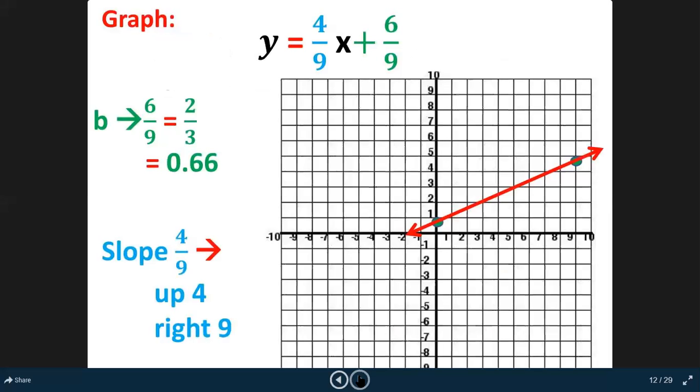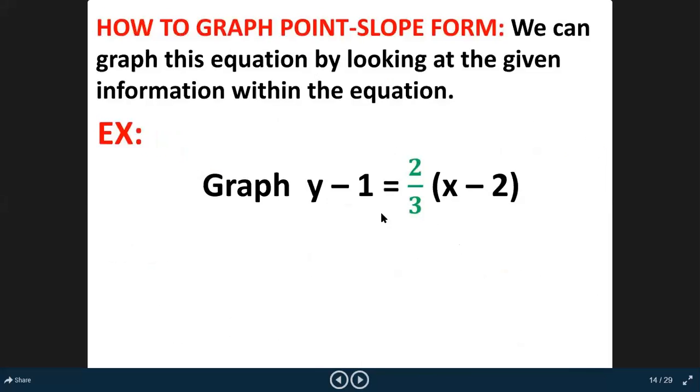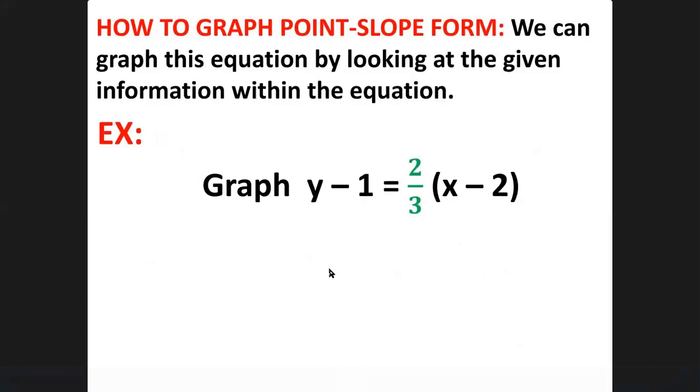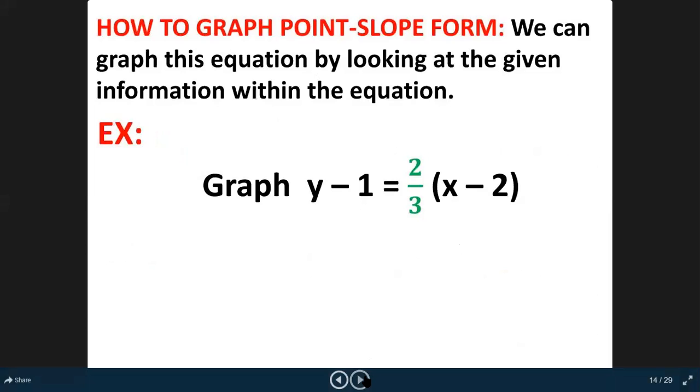So we know now how we can do this. This is another question. Please give me the slope and a point which the line is passing through. The slope in this question will be what? 2 over 3. And what is the point? It will be 2 and 1. You have to start with x and then with y. So it will be 2 and 1.